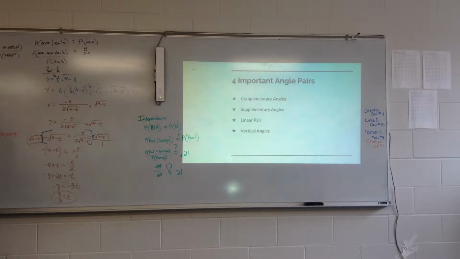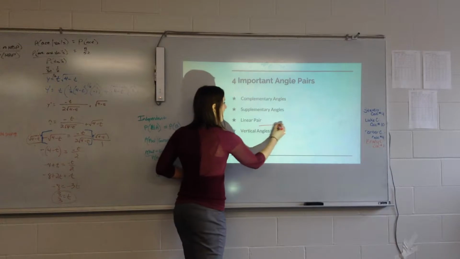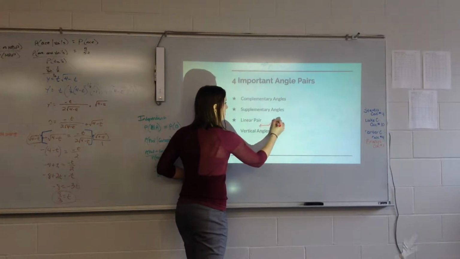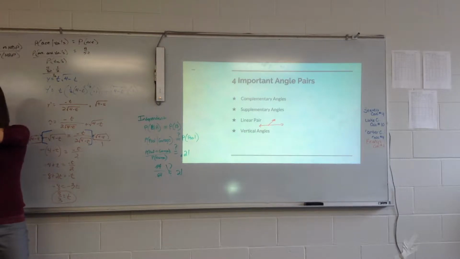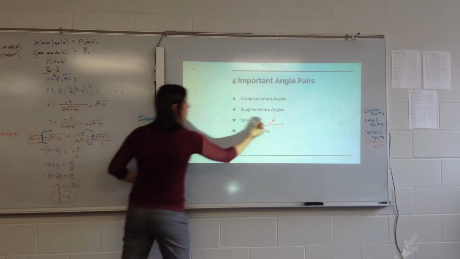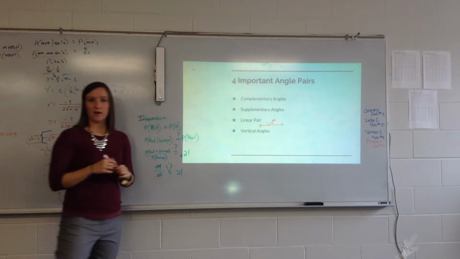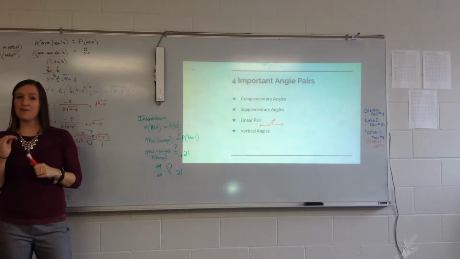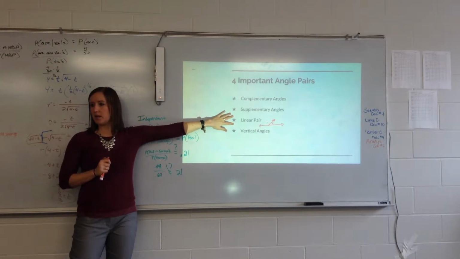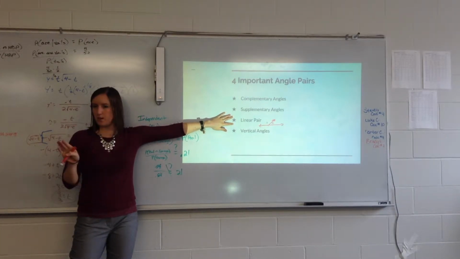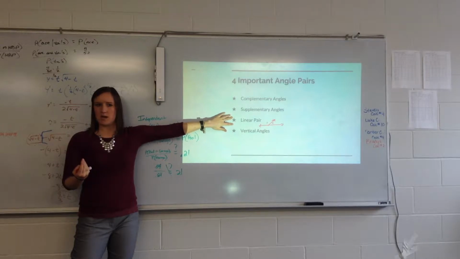This is the one you guys struggled with. John? They add up to 180, but they have to be touching. Perfect. They add up to 180, and they have to be touching. So linear pairs will always look like that. They're on that line, but they have to be touching. So these two are a linear pair. Okay? They have to be touching. That's the difference between supplementary and a linear pair. Supplementary don't have to be, but they're still adding up to 180.